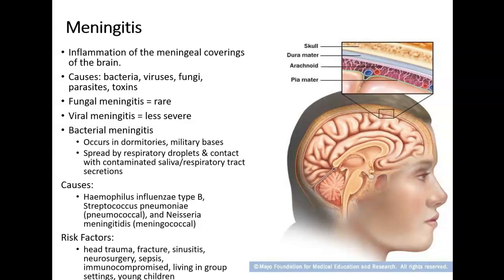And then risk factors are anything that introduces bacteria into the body, like head trauma, a fracture, severe sinusitis, right? Your sinuses are sitting right next to your brain. Someone who's immunocompromised is at risk for meningitis.